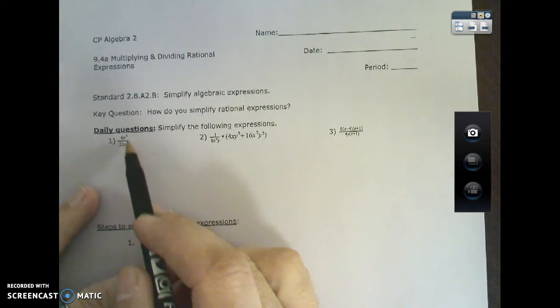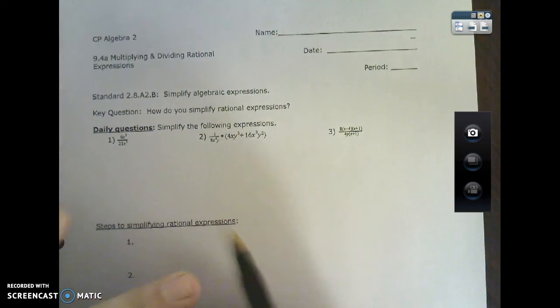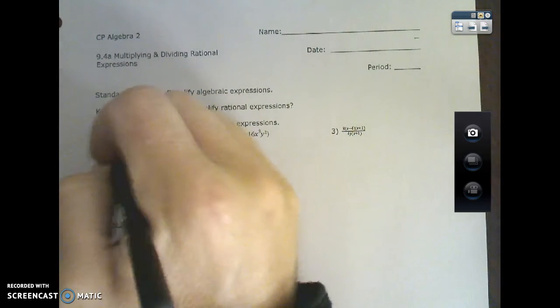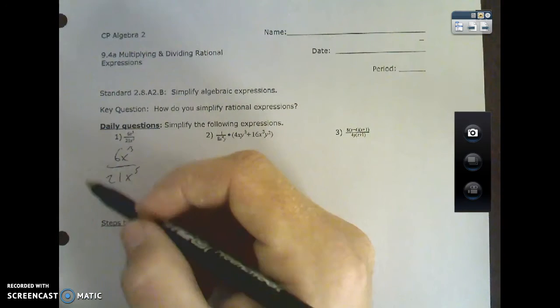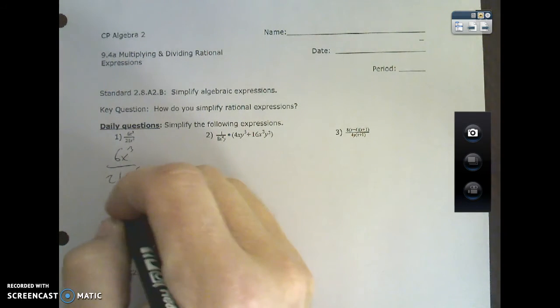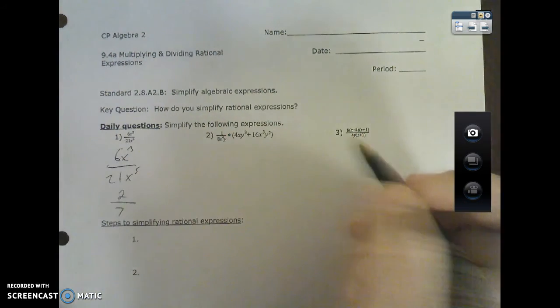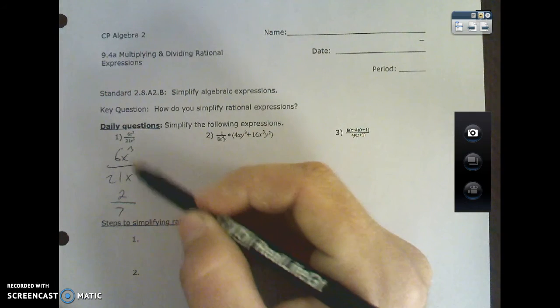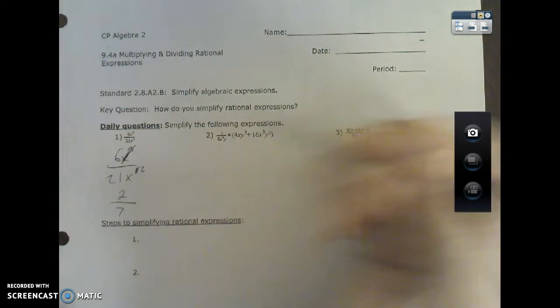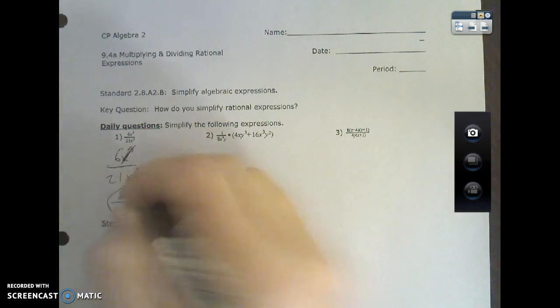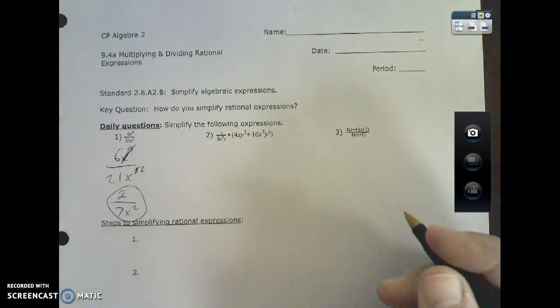Daily question is 6x cubed over 21x to the fifth. What number can go into 6 and 21? 3. So I get 2 on top, 7 down low. And then x to the third, take your top minus your bottom. Basically, I'm taking 3 away from up top, 3 away from the bottom. I have x squared left in the bottom. Cool. That's all we're doing, okay?